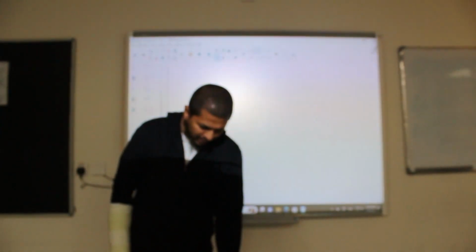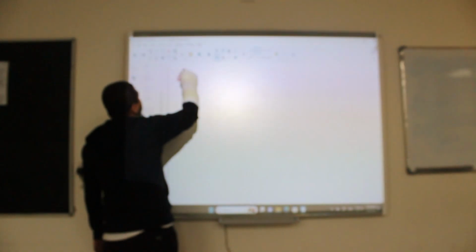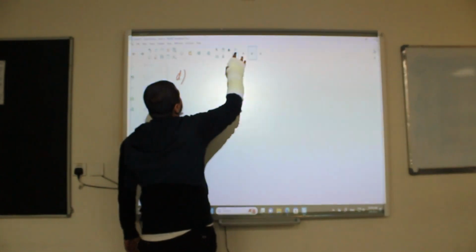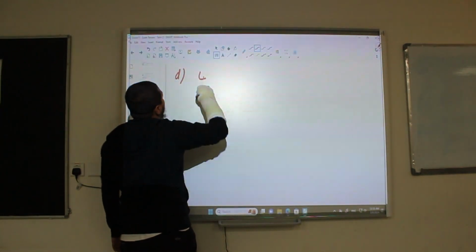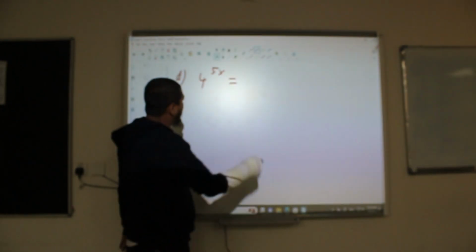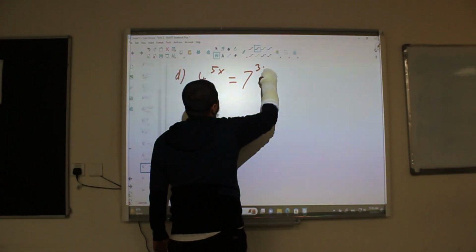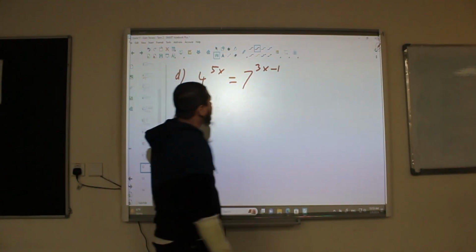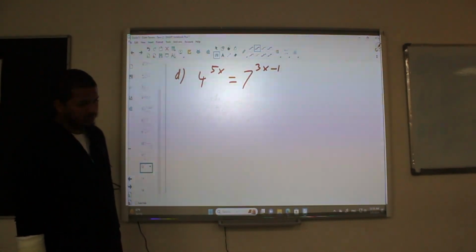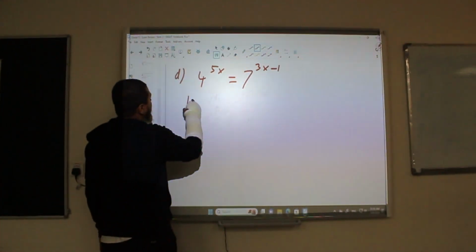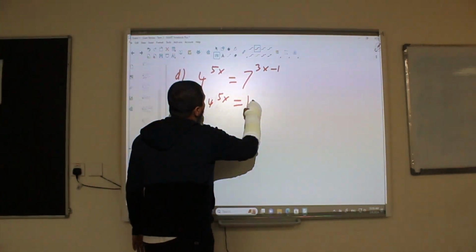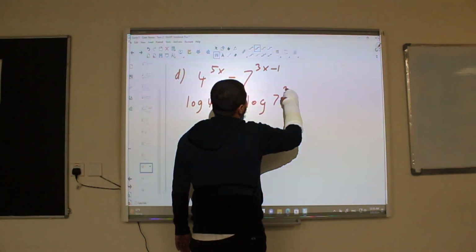The last one is D, 4 to the power 5x. We have 4 to the power 5x is equal to 7 to the power 3x. Please correct that and put a minus 1 there, so 7 to the power 3x minus 1. Now, because we have different bases on both sides, we'll introduce log. So we say log 4 to the power 5x equals log 7 to the power 3x minus 1.